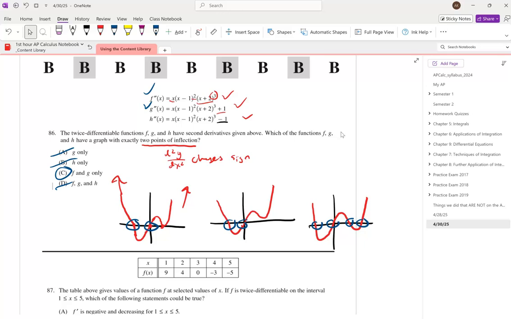And then like your just major vocab, right? Like the inflection point, or how to find a min or a max. Does it make a difference if you're on a closed or open interval? Like what are the different ways you can find a min or a max? Like first derivative test, second derivative test, like that kind of stuff.